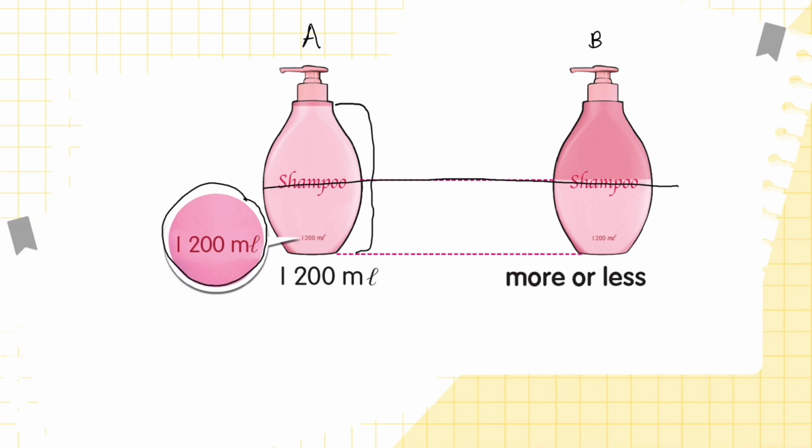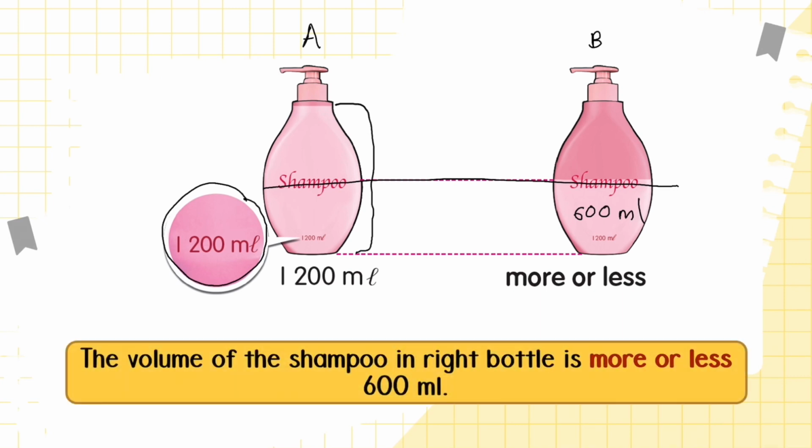So, how much less is it in bottle B? Let's say if we divide 1200 milliliter by 2, we will get 600 ml because it's about half. So, based on this, we can say that the volume of the shampoo in the right bottle, which is bottle B, is more or less 600 ml. This is because the volume in bottle B is about or equal to 600 ml.